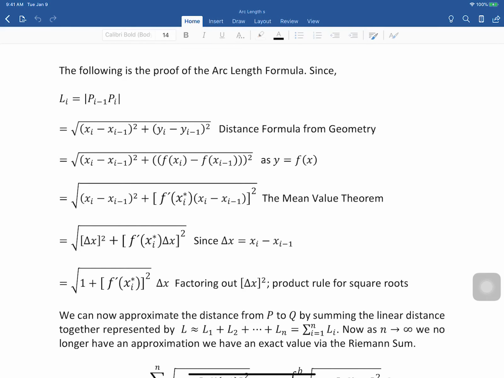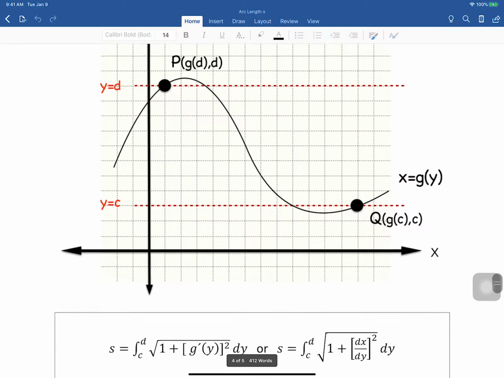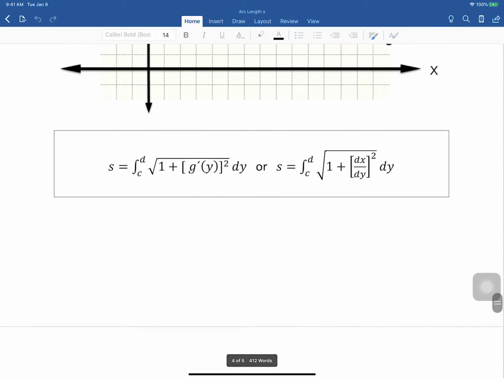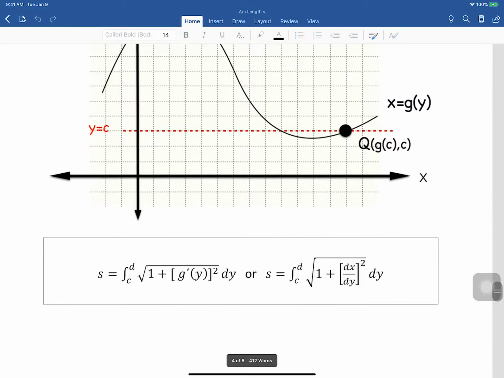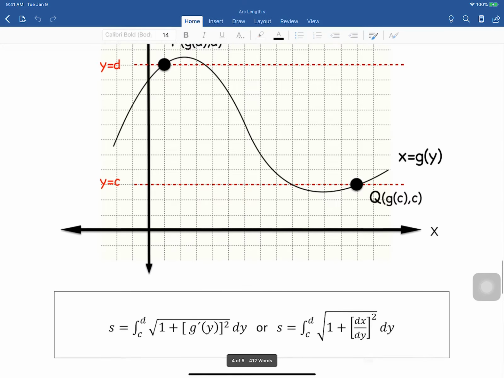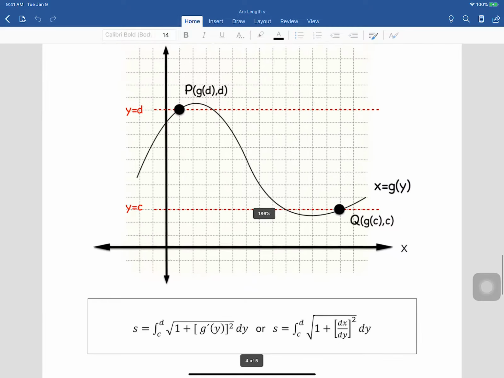Okay, so the following is the proof of the arc length formula. And I remarked at the end of lecture that we also can have a function where x is g of y here. This is what we're looking at now. So we're going to look at how to handle this situation where y is between c and d. Okay, so this is what we were given now in this example. All right, let's kind of look at that.